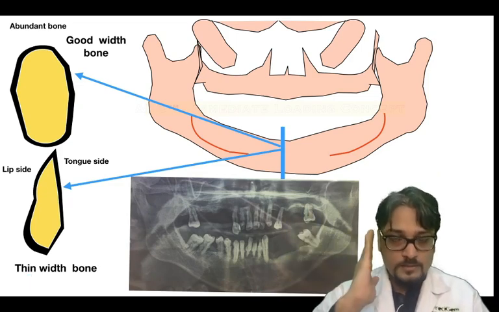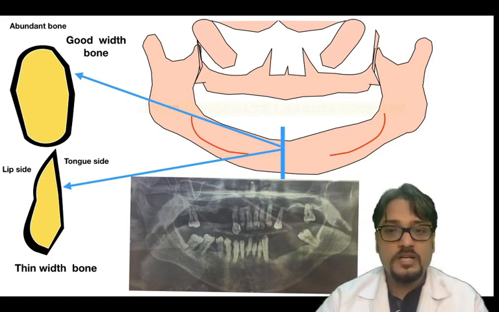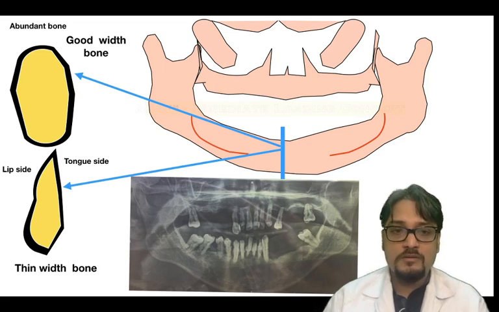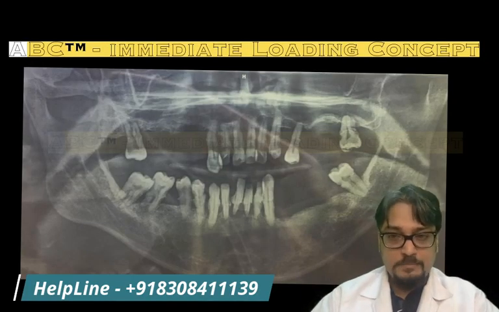width. So the blue line is going to be a cut, and there are two possibilities over it. Either it will have a good bone width, which you can see above, or you can have a thin bone width, which you can see next to me. So that is a panoramic X-ray.